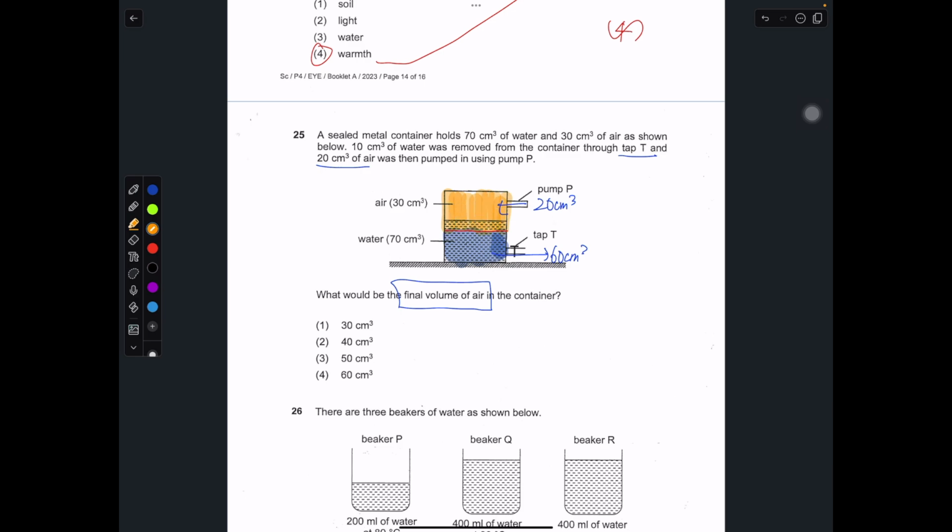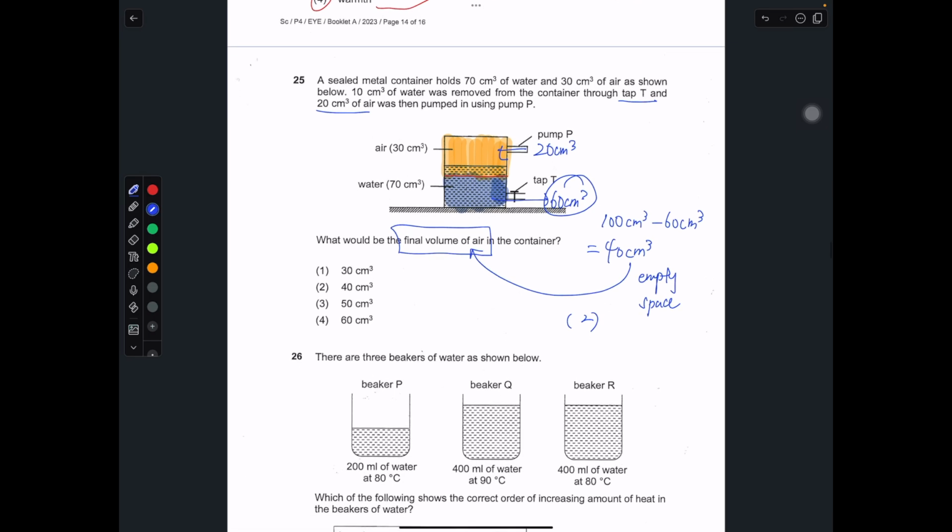Okay, so you can use 100, which is the total volume of the container, minus away 60 centimeter cube. 40 centimeter cube will be the volume of the air inside, because that is the amount of empty space between the container. So this one is number 2.